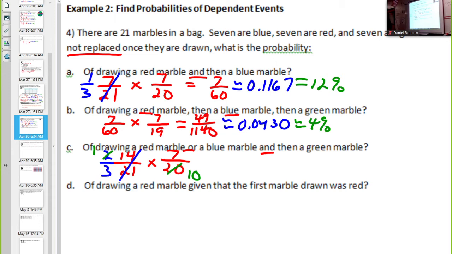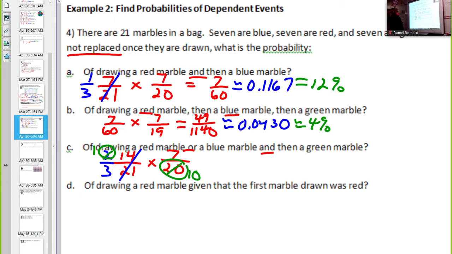What's the biggest number I can divide 14 and 21 by? 7. If I divide them each by 7, the 14 becomes a 2, the 21 becomes a 3. But now I still have this 2 on top and a 20 on the bottom. What's the biggest number I can divide 2 and 20 by? By 2. If I divide each one by 2, 2 becomes 1, 20 becomes 10.